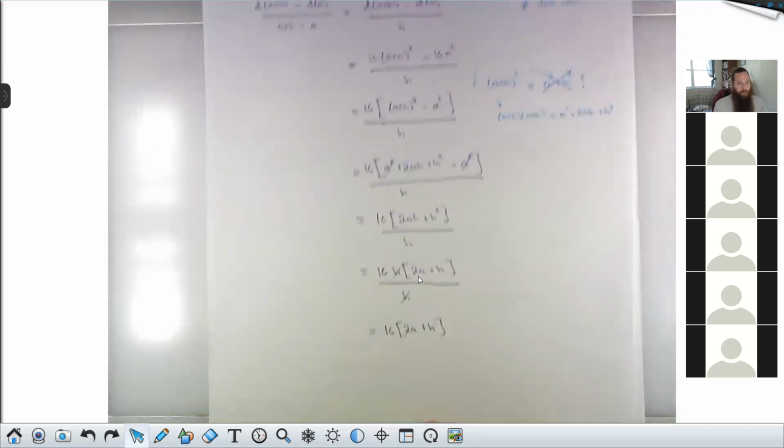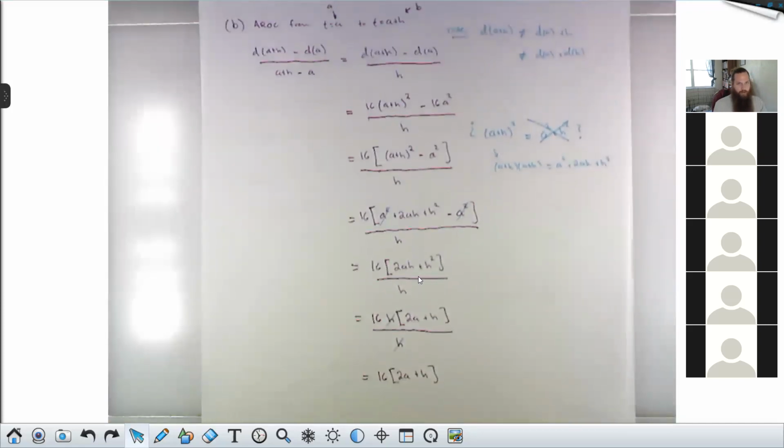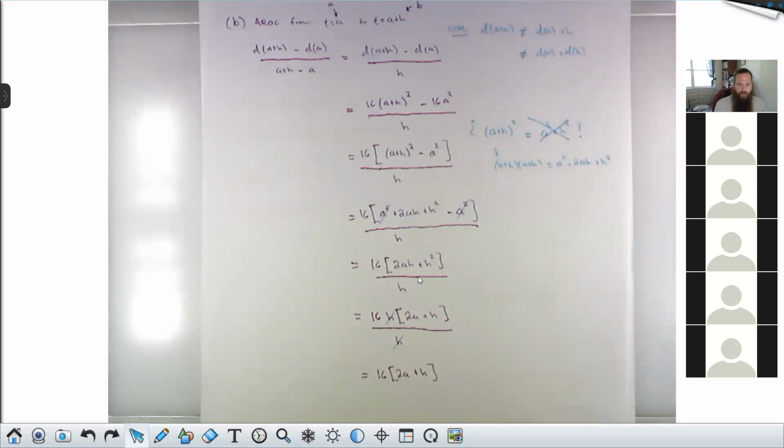So we now have a nice formula for the average speed or average rate of change over any sort of interval. You can plug in whatever a and h you want and get out the average speed over a particular time interval. Like I said, if we plug in a equals 1 and h equals 4, then this would give me the answer to part A.